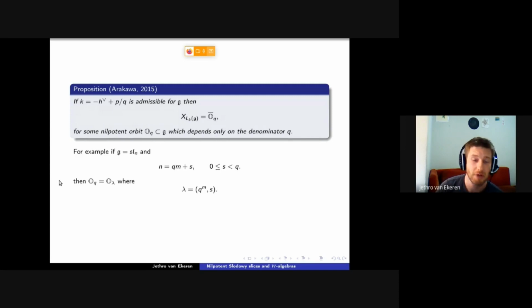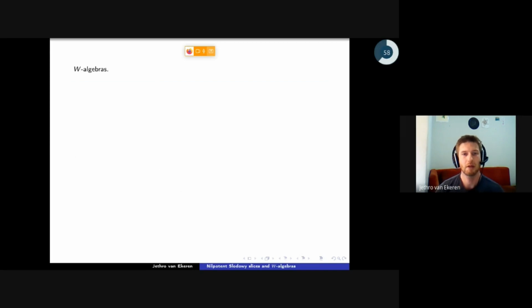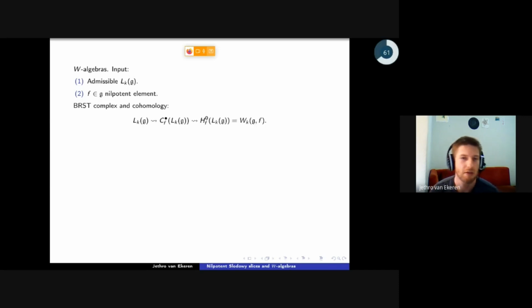In particular, not every nilpotent orbit occurs as an associated variety. So now finally I can mention W-algebras. To construct these, one starts with an admissible affine algebra and fixes a nilpotent element. Then one can write down a complicated cohomological complex called the BRST complex. This process, I forgot to write it, is known as Hamiltonian reduction as well, or Drinfeld-Sokolov reduction.